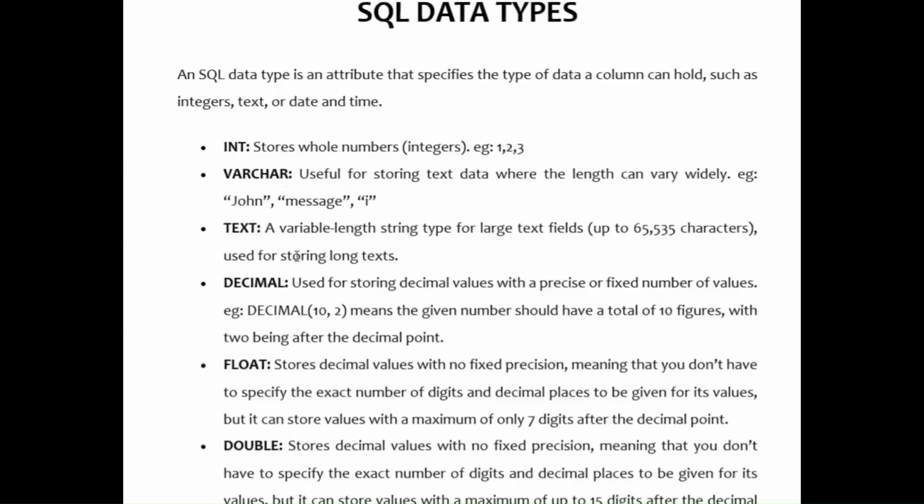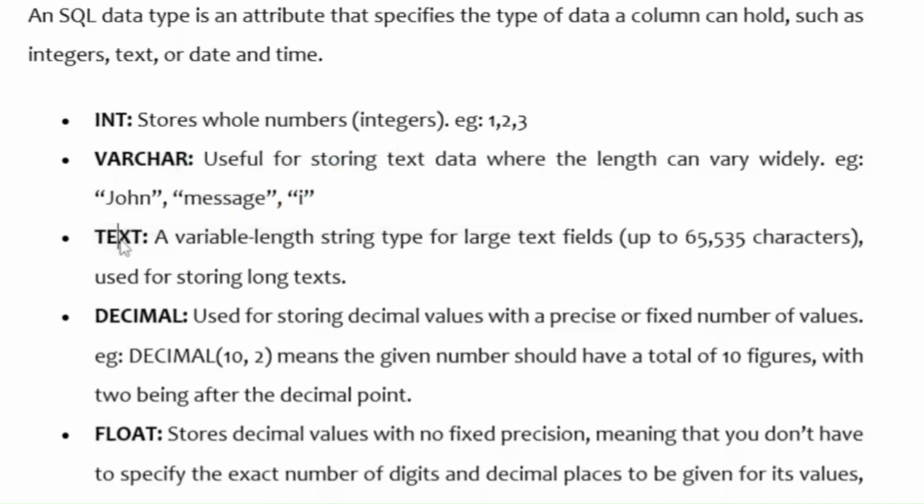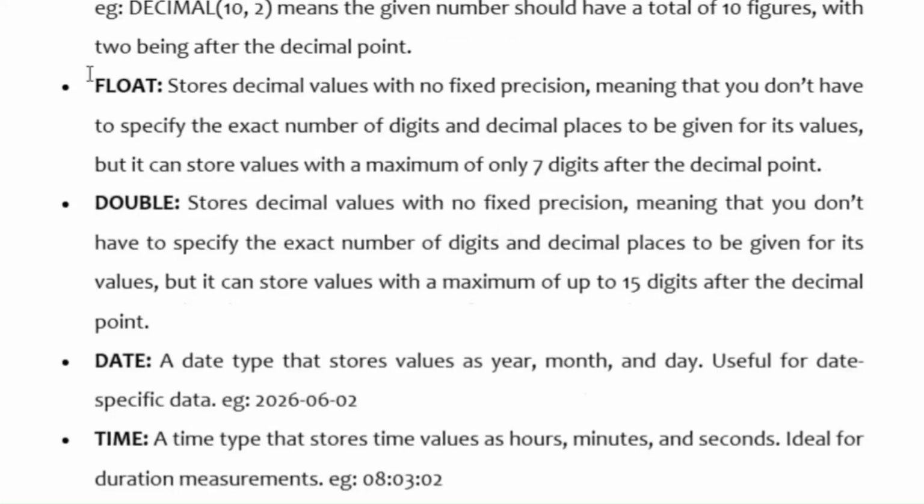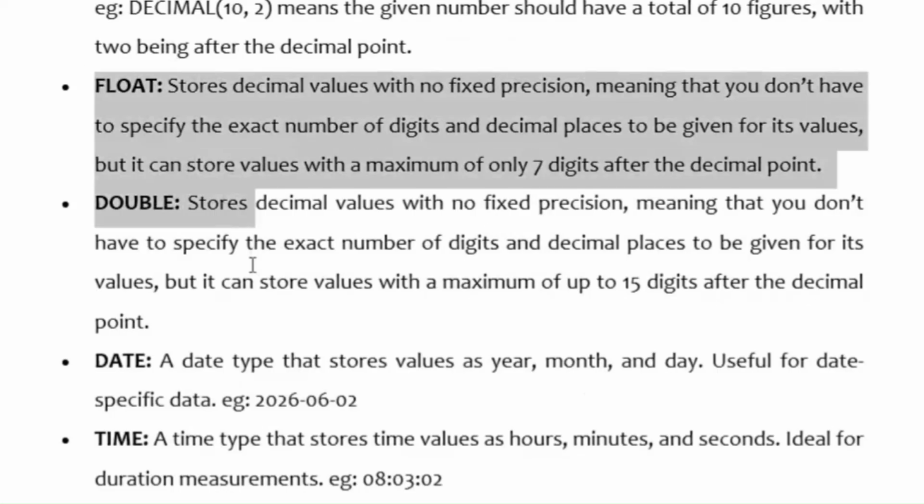But we also have other data types like the text data type. As you can see, I've written the descriptions for each. Text is a variable length string for large text fields. It's similar to varchar, but it's able to store a lot more characters than the varchar, like entire comments or entire paragraphs, if you want to think of it like that. And we also have the decimal, which we have already seen for storing decimal values. But similar to decimal, we have other data types for storing decimal values like float and double.